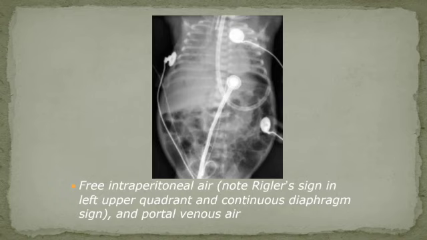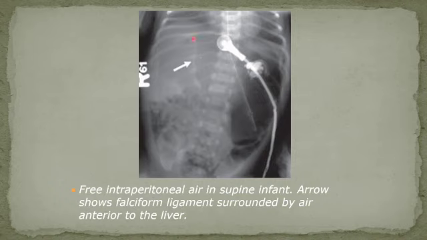This is an advanced case of necrotizing enterocolitis with air within the portovenous system, and there is also free intraperitoneal air under the hemidiaphragms with the contiguous diaphragm sign. On the next image, you can see the football sign where the free intraperitoneal air outlines the falciform ligament. So all this is free intraperitoneal air. If you think about it, the baby is lying on her back, so the free intraperitoneal air is going to be at the most non-dependent portion of the abdomen, which is at the epigastric region.